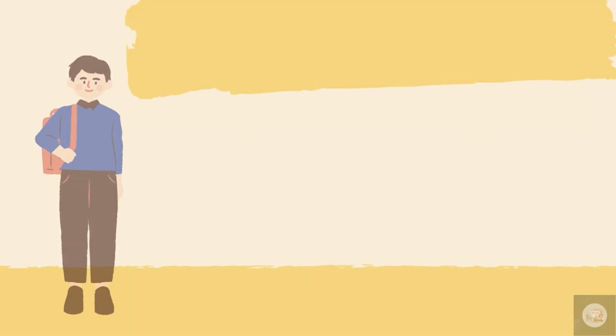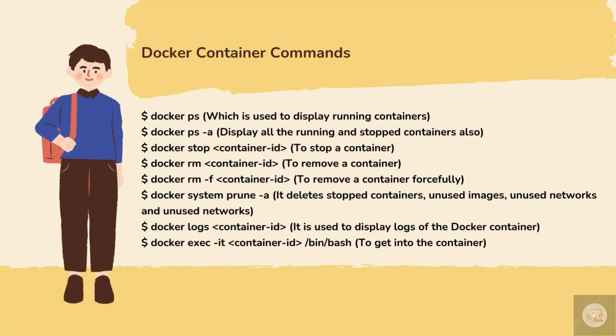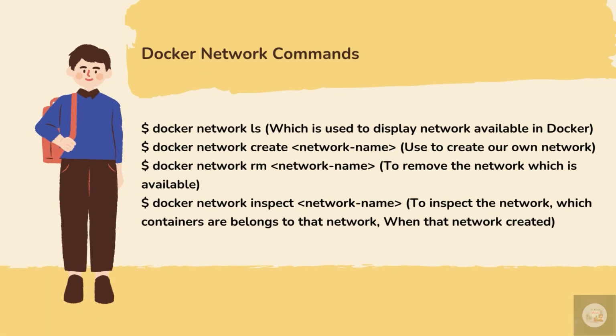We have Docker container commands. Use docker run to create and start a container, docker ps to view running containers, and docker stop or docker start to manage them. You can also remove containers using docker rm and enter a running container's shell with the docker exec -it command.